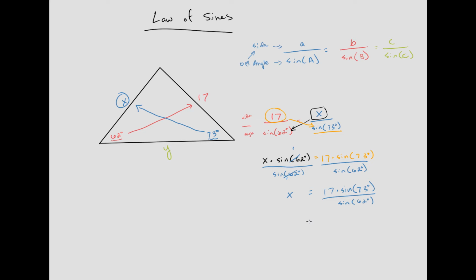We can, of course, plug that into our calculator and figure out an approximate value. And we get that x is approximately equal to 18.41. Again, we have our exact answer, and we also have the approximate answer. I'll put the approximate answer up here, signifying that it's approximate with those squiggly lines. Great, so now I know x.